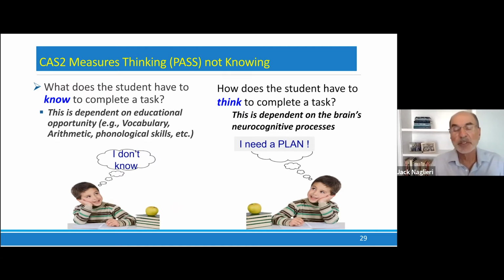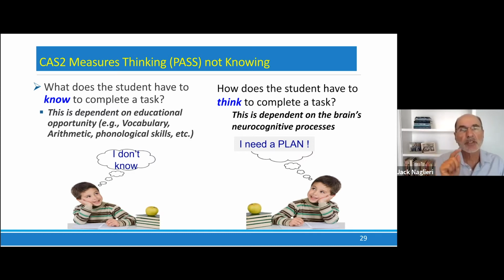Let's say you're giving an arithmetic subtest, on a WISC or on a Stanford Binet or whatever, and the child didn't do very well. You can ask yourself these 2 questions. What did the student need to know to complete the task? Maybe it involved addition of 2 two-digit numbers, and then you have to find out, has the child been taught that yet or not? And how does the student have to think to complete the task? Well, maybe the child needs to use a plan, or maybe the child needs to follow a sequence, and so on. So these are critical questions.